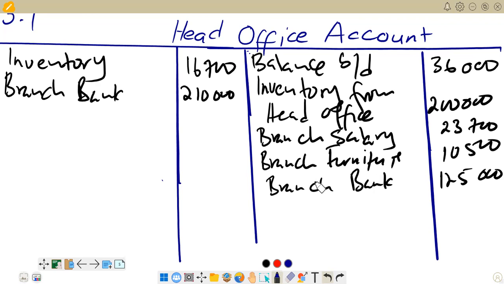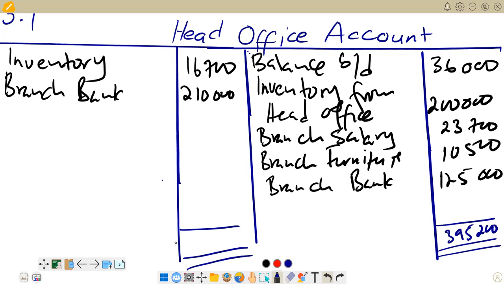If you add the totals, you see that the credit side is the greater side, with the greater total. So we are going to put it on the credit side. So we can just put our double lines here. Double lines. And the total of the credit is greater, which is 395,200. It's going to come again here.